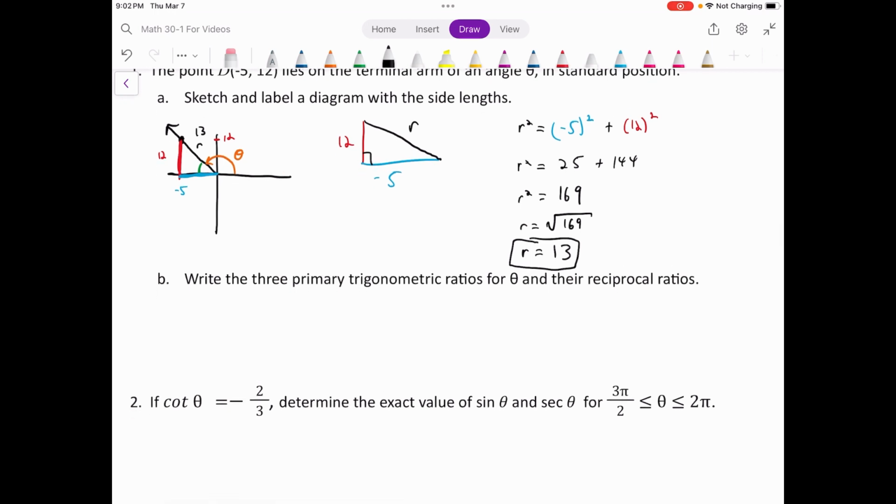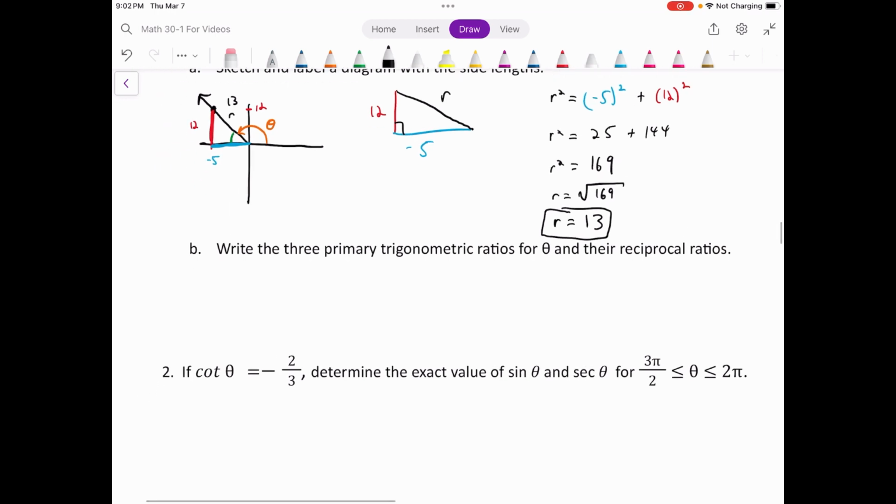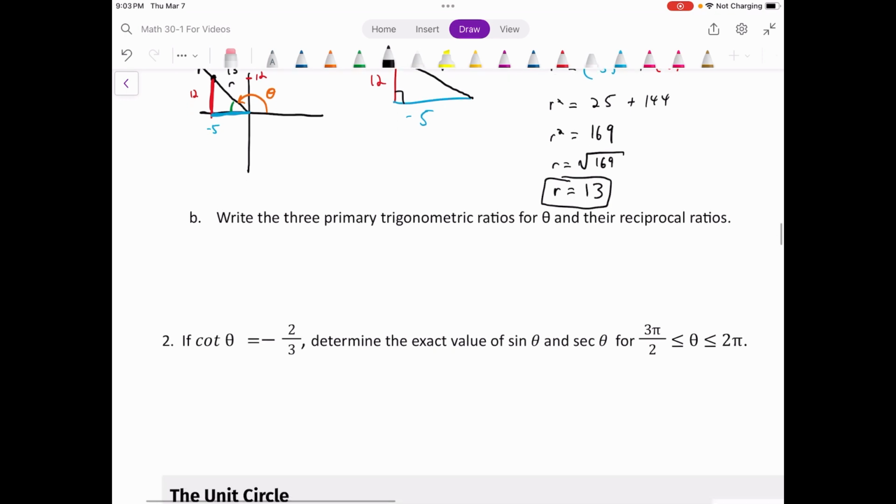Okay, now it wants us to write the three primary trig ratios for theta and the reciprocal ratios. So here's our first example where we're taking the reciprocal ratios for a spin. Let's just quickly redraw our reference triangle so we can think about it as we go. Its opposite, its y, is 12, its adjacent, its x, is -5, and now we know that r, its hypotenuse, is 13.